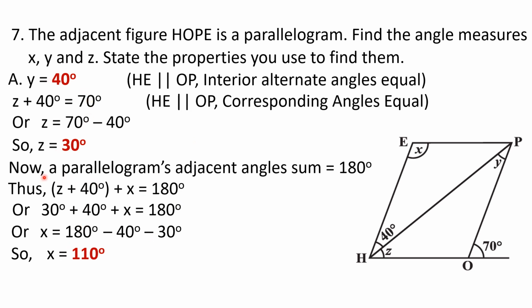So we have used these properties. In a parallelogram, adjacent angles are supplementary. Alternate interior angles are equal. Corresponding angles are equal when the lines are parallel, being intersected by a transversal, and the opposite sides of a parallelogram are parallel to each other. Okay, next question.